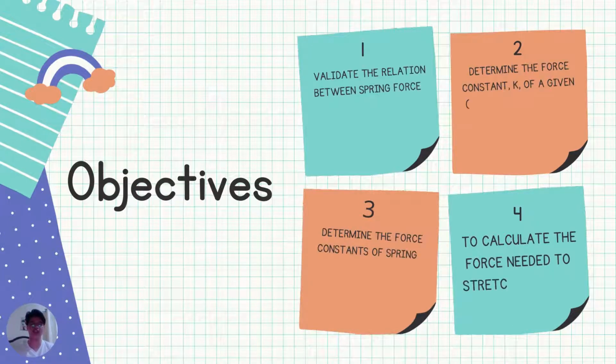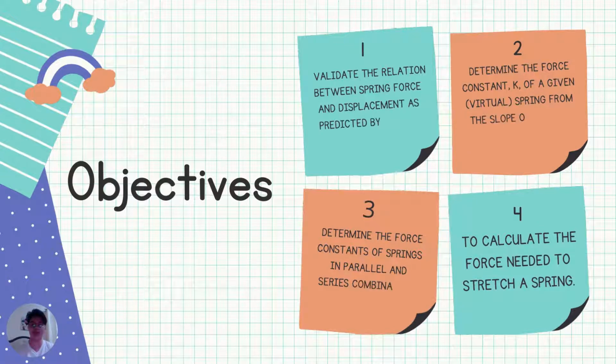First is to validate the relation between spring force and displacement as predicted by Hooke's law. Second, determine the force constant of a given spring from the slope of a force displacement graph. Third, determine the force constant of spring in parallel and series combination. Fourth and lastly, to calculate the force needed to stretch a spring.